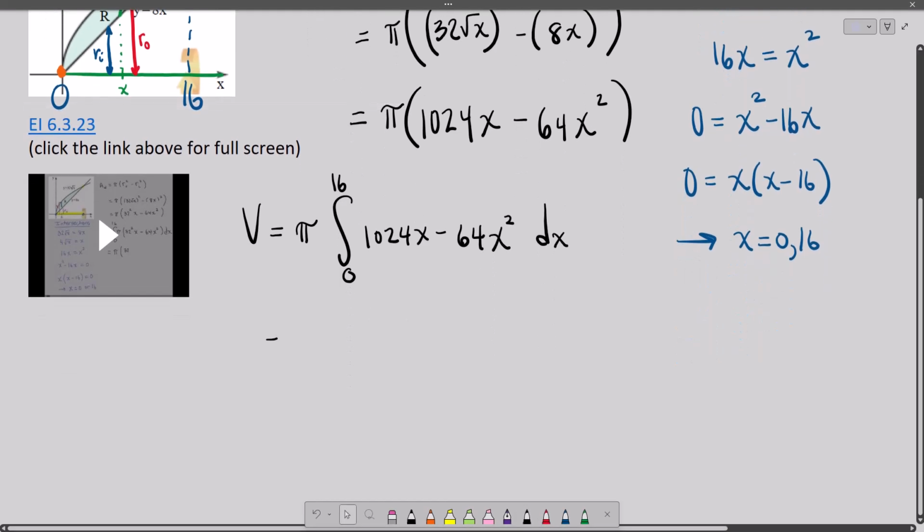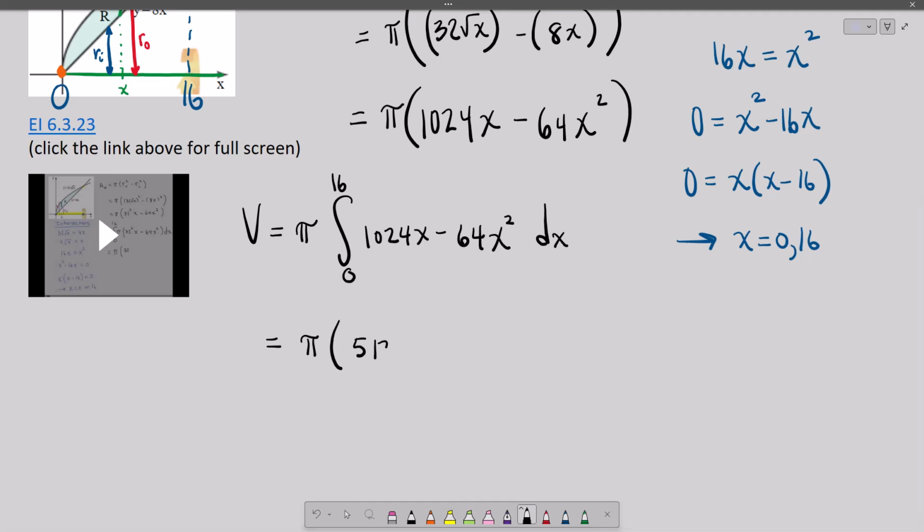So our antiderivative will be 512 times x squared minus 64 thirds times x cubed from 0 to 16. And you can plug in the 16. Plugging in 0 gives nothing, so if you plug in the 16, you would get your final answer.